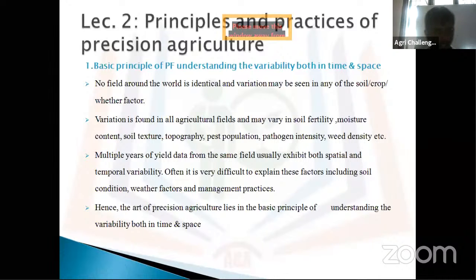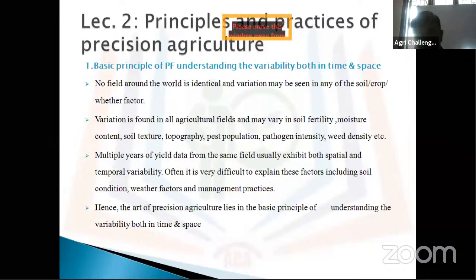What do we have to do for that? No field around the world is identical, and variation may be seen in any of the soil, crop or weather factors. There is no field in the world that is identical or uniform. There is a variation, and it may be seen in any form: soil variation among soil properties, variation in crop growth, variation in weather factors, whatever it may be. These variations we have to understand before implementing precision farming, to carry out precision farming activities, to use precision farming tools.